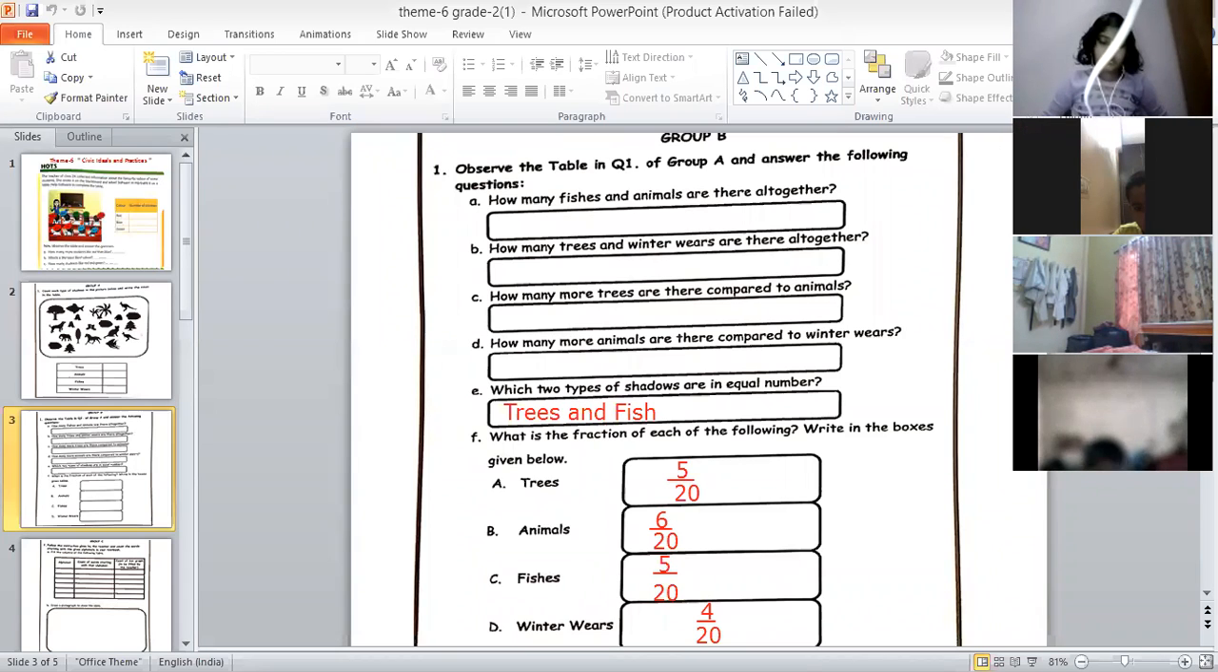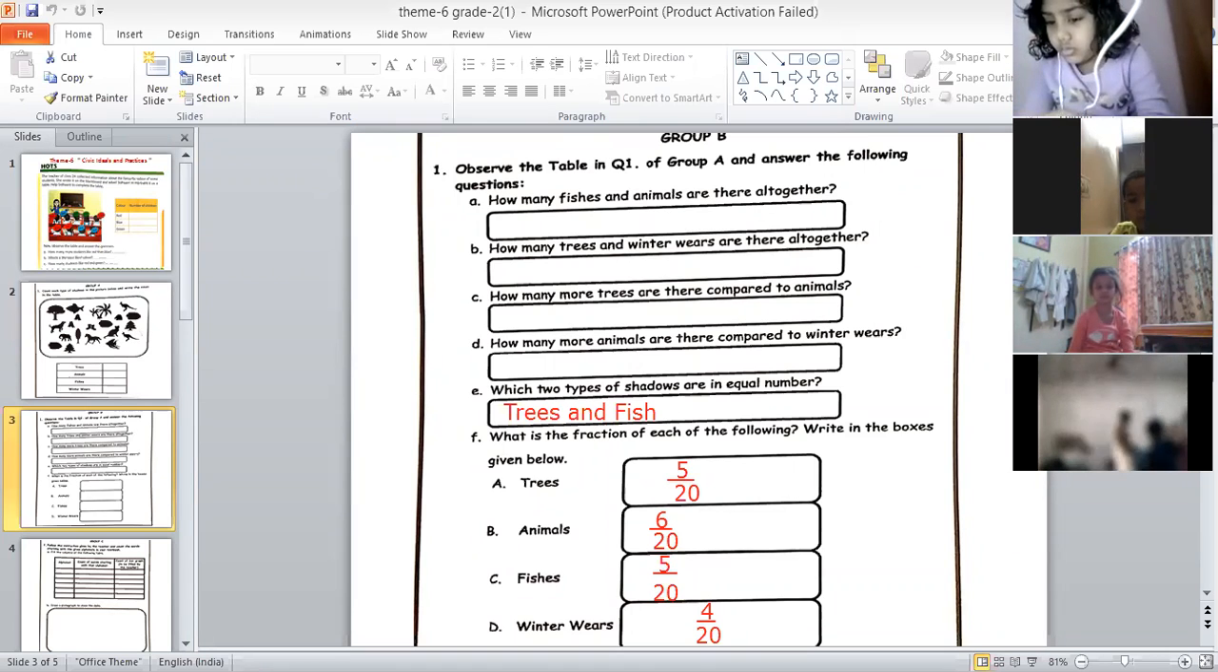AVK Ganesh, unmute yourself and please read all these fractions. Four fractions are there on your screen. Please read them one by one. 5 upon 20. Okay, very good. 5 by 20, 6 by 20, 5 by 20, 4 by 20. Okay, thank you. Thanks for reading.